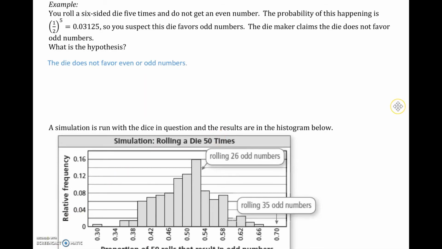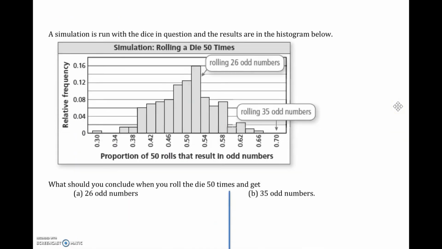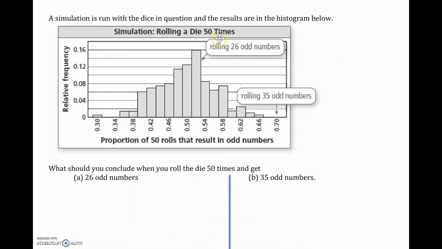So then a simulation could be run. We take that dice and we roll it 50 times, and then we see the results here in this histogram. So we rolled that same dice 50 times, and the proportion of the 50 rolls that result in odd numbers is given here.